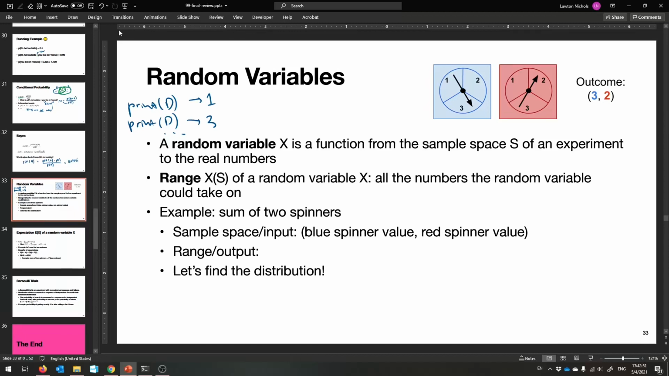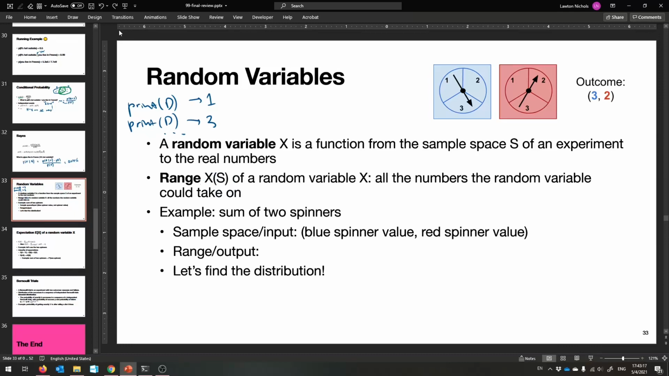Mathematically, it's supposed to be a function. So you can think of it as like a void function that runs random stuff. It's a function from the sample space of an experiment to the real numbers. So it always gives you back a number. A random variable always gives you back a number when you ask it for its value. Okay, that's the idea. And then you have the range of a random variable. It's all the numbers that a random variable could take on.